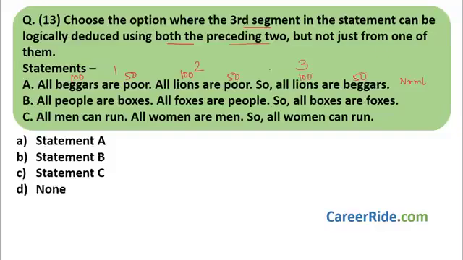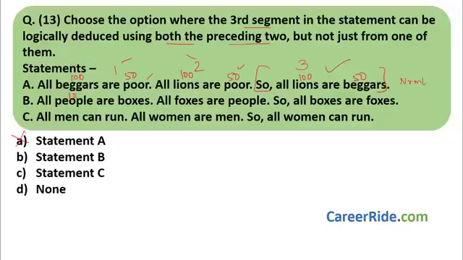The conclusion is: all lions are beggars. Are lions and beggars in a single line? No, these are in two lines. What is common in the first segment and second segment? Poor. Is one poor 100? No, both the poor are 50-50 only. So it is an invalid statement, so option A is of no use. This conclusion cannot be logically deduced using these two. Okay, moving on to the next one.